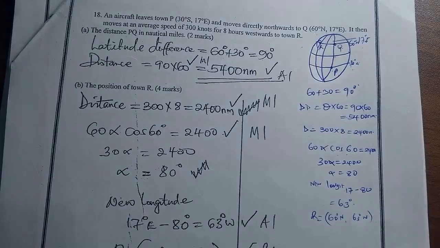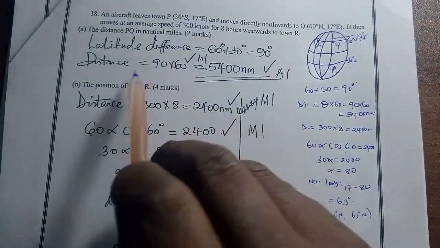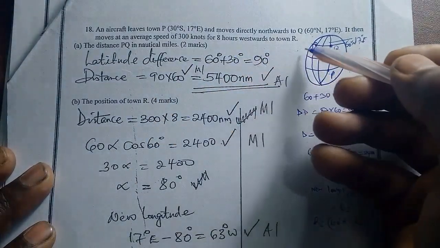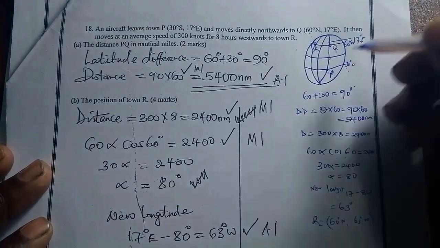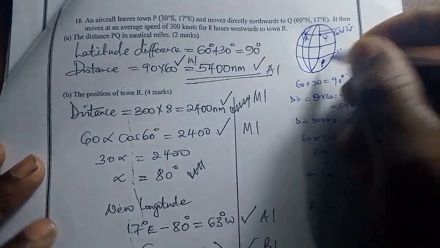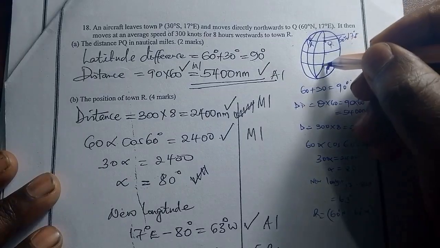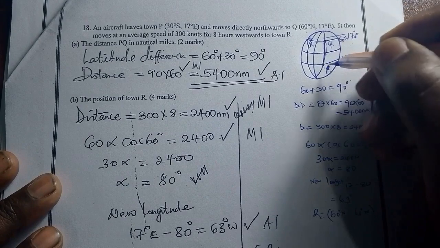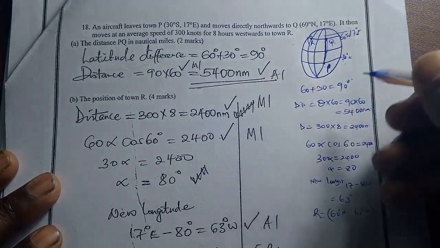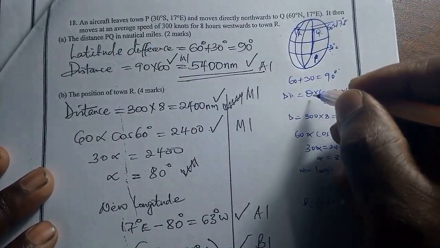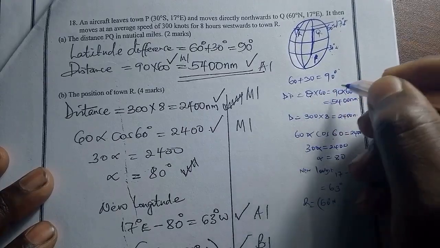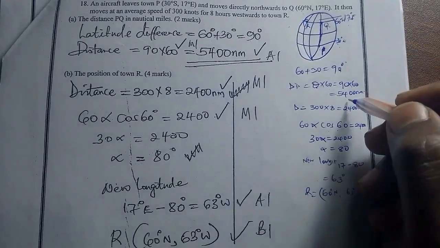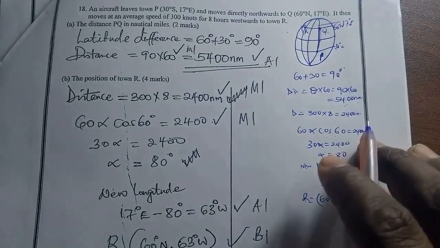If the distance is in nautical miles, remember it is around the great circle, because we have said it is along the great circle. Remember, this is P, and PQ is along the longitude, the great circle. So how do you calculate the distance around the great circle? It is theta times 60. Our theta is 90. 90 times 60 is 5400 nautical miles. It is as simple as that.